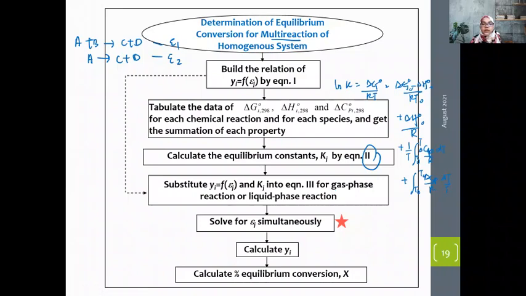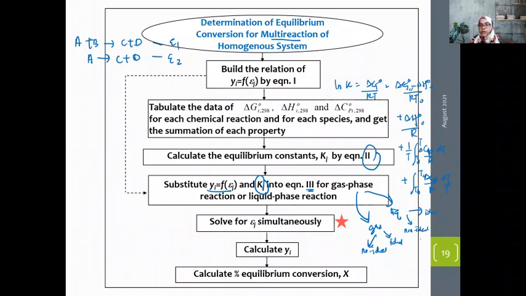And then after that, substitute the expression of the mole fraction and also the equilibrium constant that we obtained into equation 3, whether for the gas phase or liquid phase. So we need to consider, if the reaction is in the gas phase, whether it is a non-ideal or ideal state. Same goes for the liquid. You should determine whether this is a non-ideal solution or ideal solution.